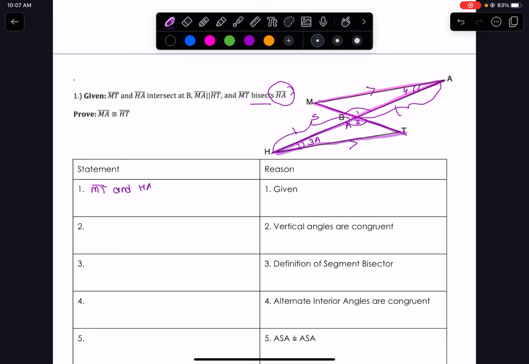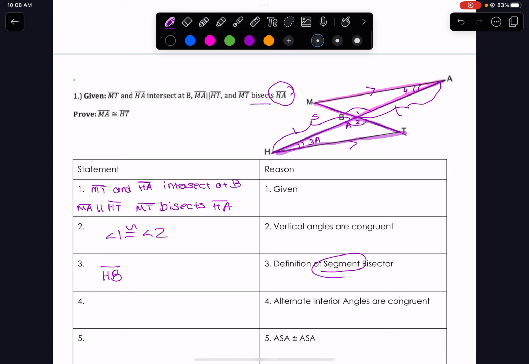So first we write out our given. Now, when you're actually writing a proof from scratch, your statements can be in slightly different orders. It doesn't matter, but in this case, we're going to look at the reason. So vertical angles are congruent. I named them 1 and 2. So angle 1 is congruent to angle 2. Definition of a segment bisector. So we'll name the sides that are going to be congruent as a result. So HB is congruent to AB.